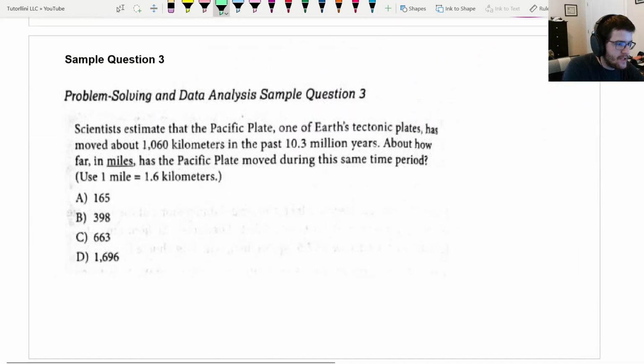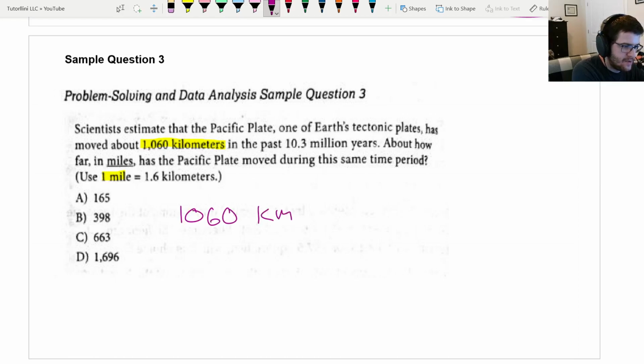Okay, this one is also a unit conversion. It wants us to change 1,060 kilometers to miles. Again, guys, if you haven't watched the unit conversions video at this point, you really should check it out. I'm going kind of fast here because I'm assuming you've already watched that.